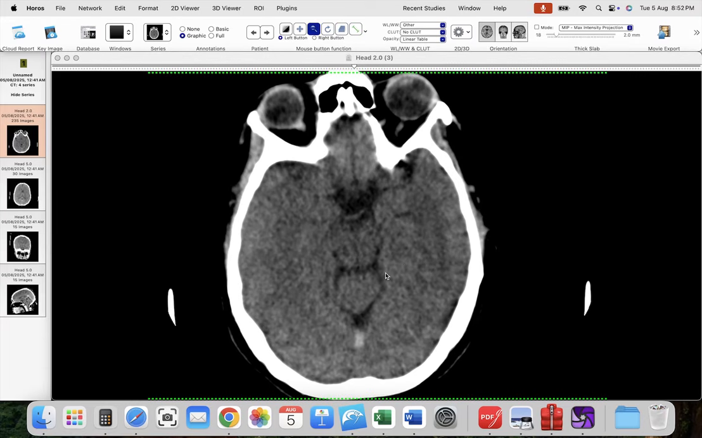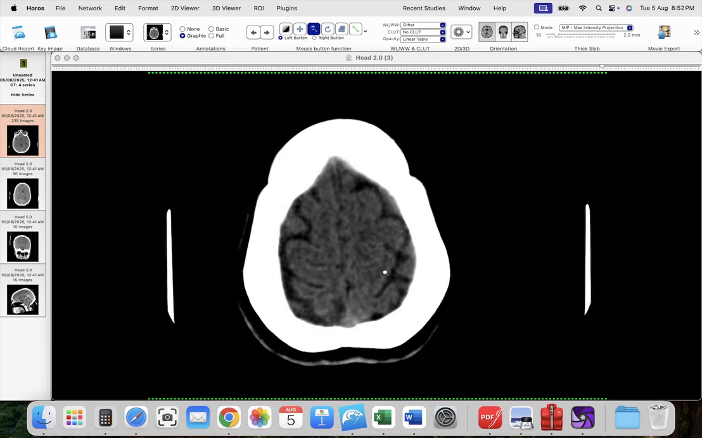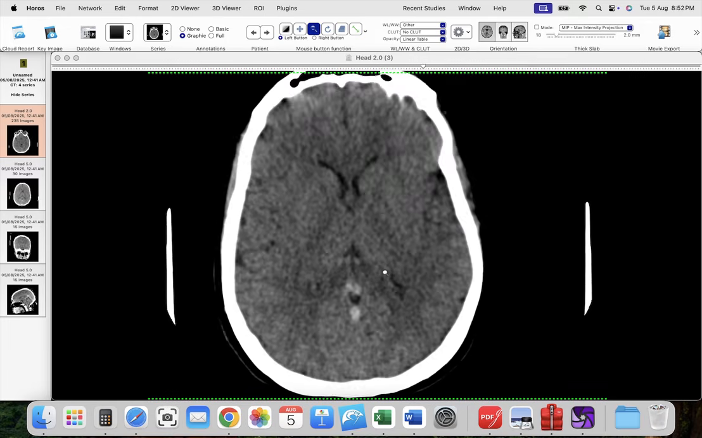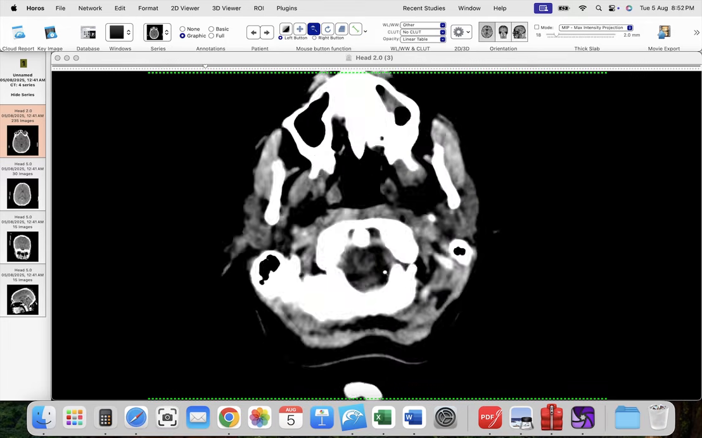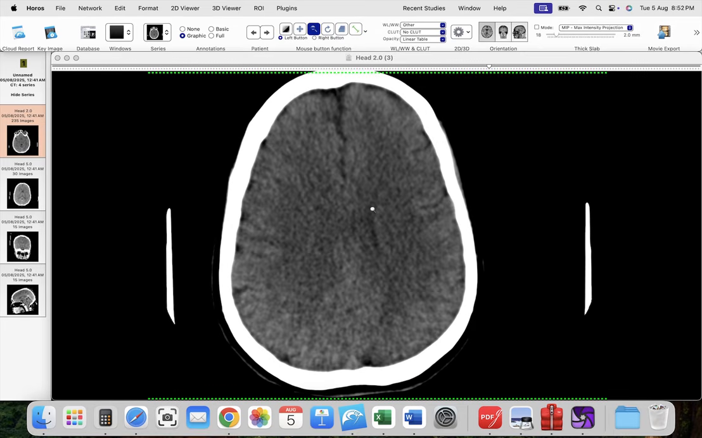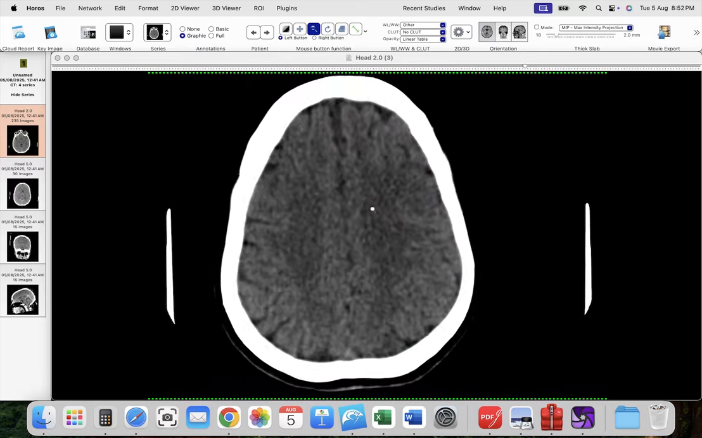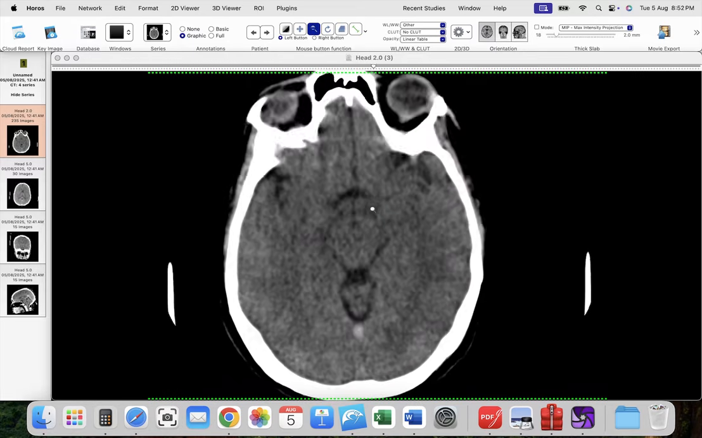Assalamu alaikum. This is a case of a CT brain non-contrast for a female patient aged 30 years old, and she was complaining of drowsiness. By scrolling the different axial cuts, we can see there are no intra-axial hematomas or intra-axial space-occupying lesions.